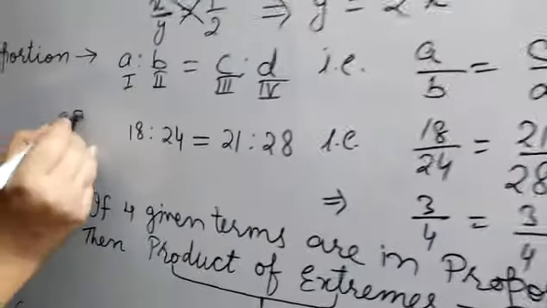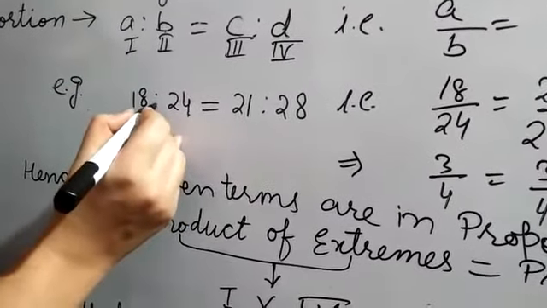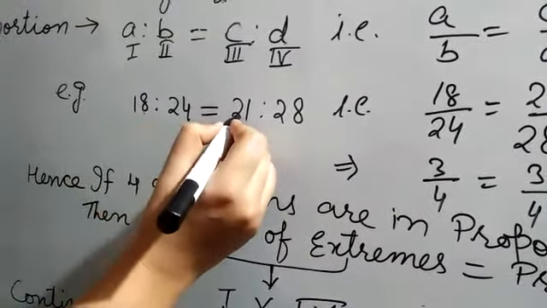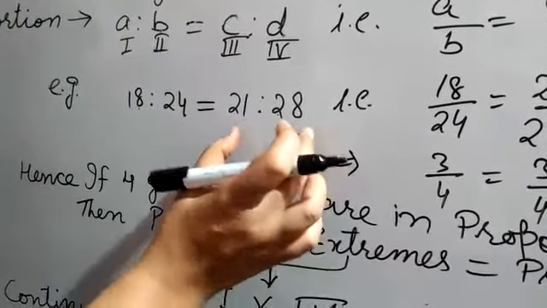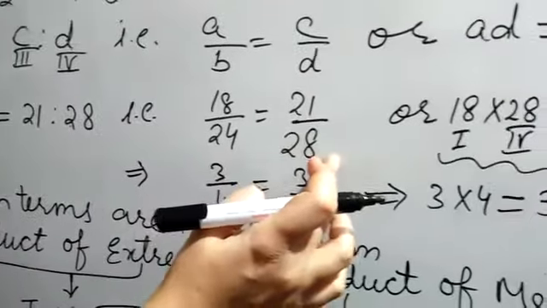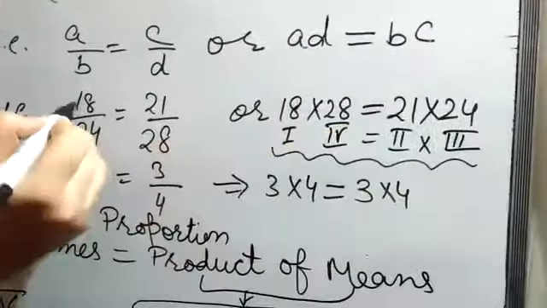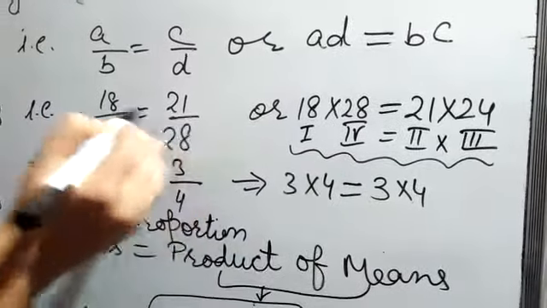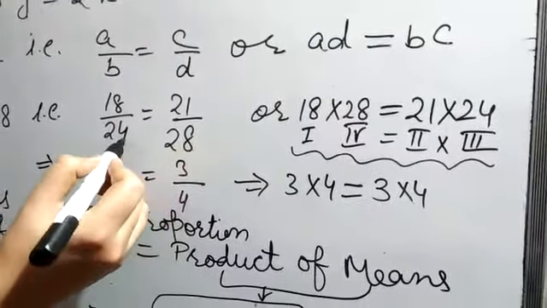For example, if you take A as 18 and B as 24, 18 ratio 24 is given as 21 ratio 28. Means this first ratio is same as second ratio. How? 18 by 24 is equal to 21 by 28. It means when you cross multiply, it will be equal. First term multiplied by last term will be equal to second term multiplied by third term.